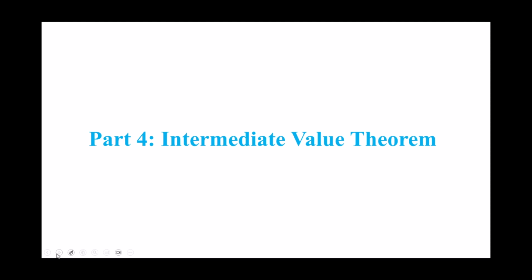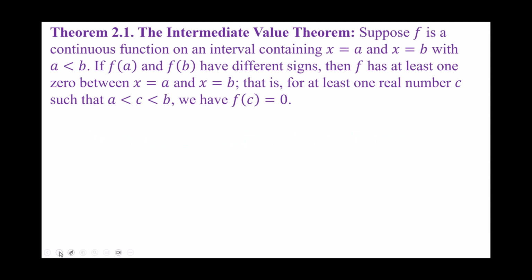Part 4, Intermediate Value Theorem. The intermediate value theorem says this: suppose f is a continuous function on an interval that contains x equals a and x equals b, where a is less than b. If f of a and f of b have different signs, then f has at least one zero between a and b. So there's at least one real number c where a is less than c is less than b, that we have f of c equals 0.